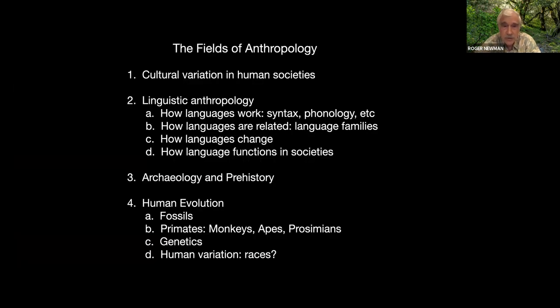Now, how do we study this stuff? I'll be talking about the anthropological part. There's definitely other things about climate, paleoclimate, stuff like that. But these are sort of the standard way of describing the fields of anthropology. Cultural anthropology is, you know, people go out like Margaret Mead and they live in a village and they talk to people and they figure out how the culture works.